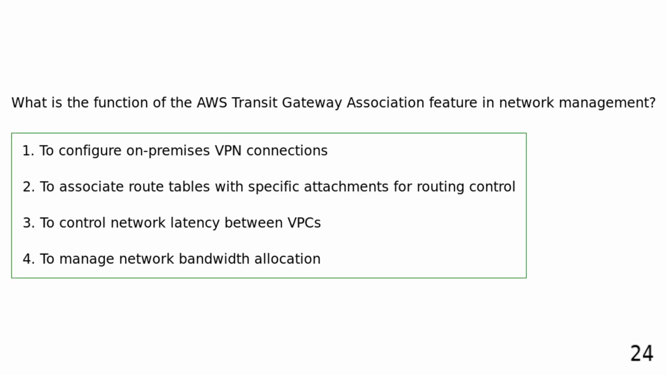What is the function of the AWS Transit Gateway Association feature in network management? To configure on-premises VPN connections. To associate route tables with specific attachments for routing control. To control network latency between VPCs. To manage network bandwidth allocation.